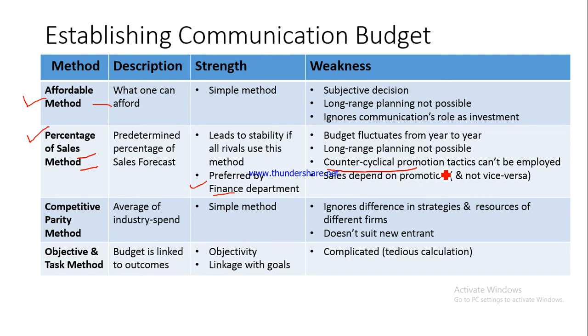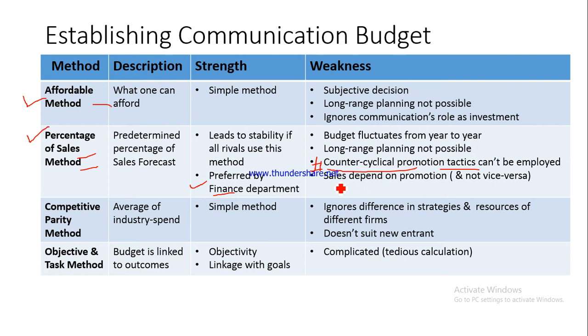Is that okay? Again, when the sales are already high, this particular method will give me a very high amount of absolute communication budget. The amount of budget would be more because the sales are already more. But we do not want that kind of promotional campaign here. We want to reduce our expenditure on communication campaign here. So this would not be possible. So counter-cyclical promotional tactics simply cannot be used with this particular method. This is one major weakness of this particular method.